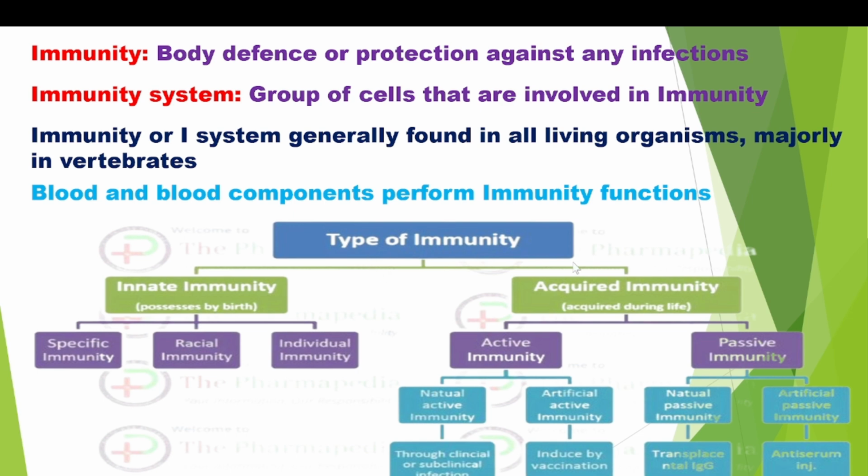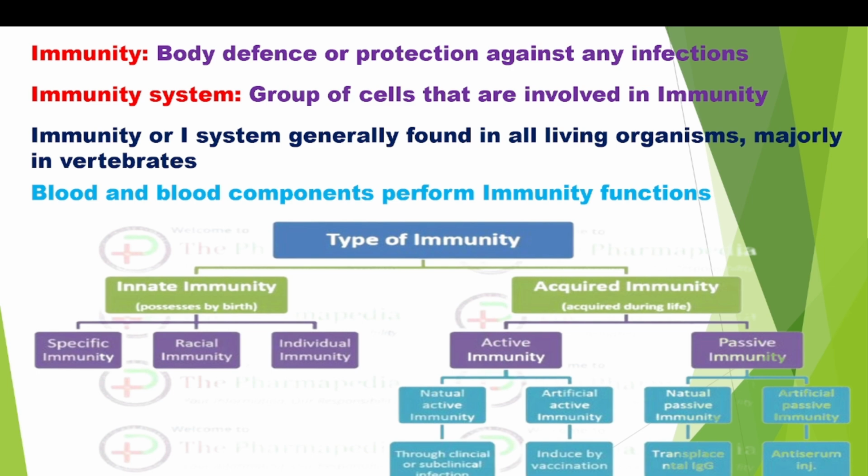In this way, immunity is categorized into innate immunity and acquired immunity. Innate immunity is again categorized into specific immunity, racial immunity, and individual immunity, whereas acquired immunity is categorized into active and passive. Active means natural active and artificial active. Natural active means through infections, whereas artificial active is by vaccination. Passive immunity is natural passive and artificial passive. Natural passive is transplacental IgG transfer or transfer of IgA from mother to baby by breast milk.